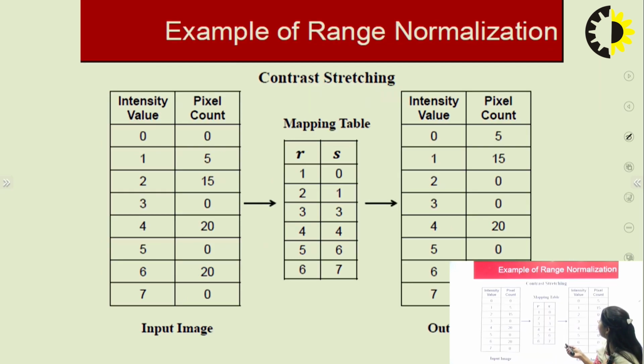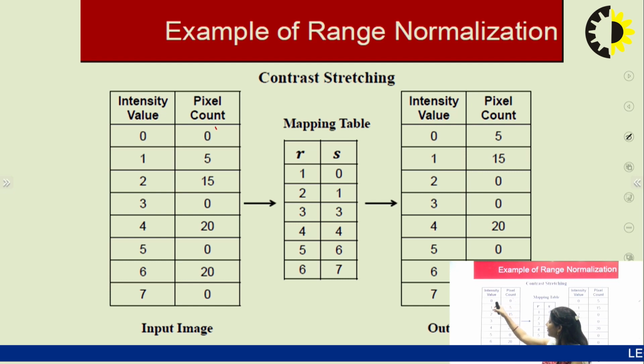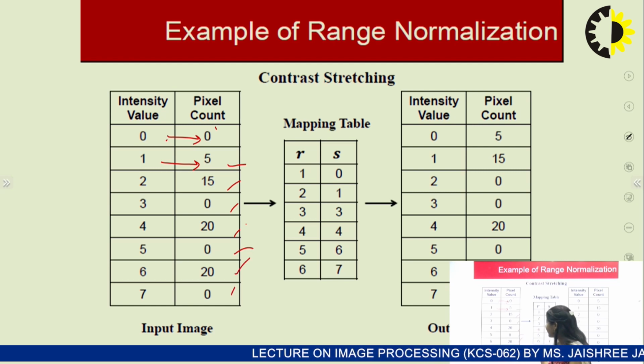This is an example of how we can apply range normalization. For example, we have intensity values 0 to 7 in an input image. The pixel count for intensity 0 is 0, meaning there is no pixel of 0 intensity. Intensity 1 has 5 pixels, intensity 2 has 15, 3 has 0, 4 has 20, 5 has 0, 6 has 20, and 7 has 0.